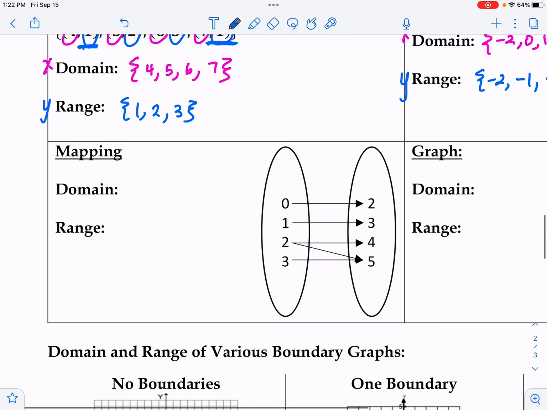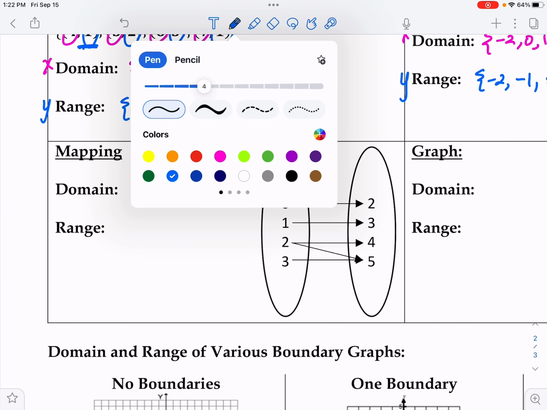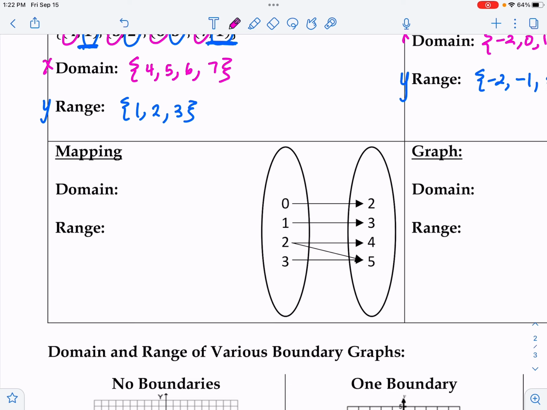The mapping is even easier because they don't repeat values already and they put them in order. So you just have to know that x is the left and it gets mapped to the outputs, which are y. And so your domain is 0, 1, 2, 3. And then your range is 2, 3, 4, and 5.